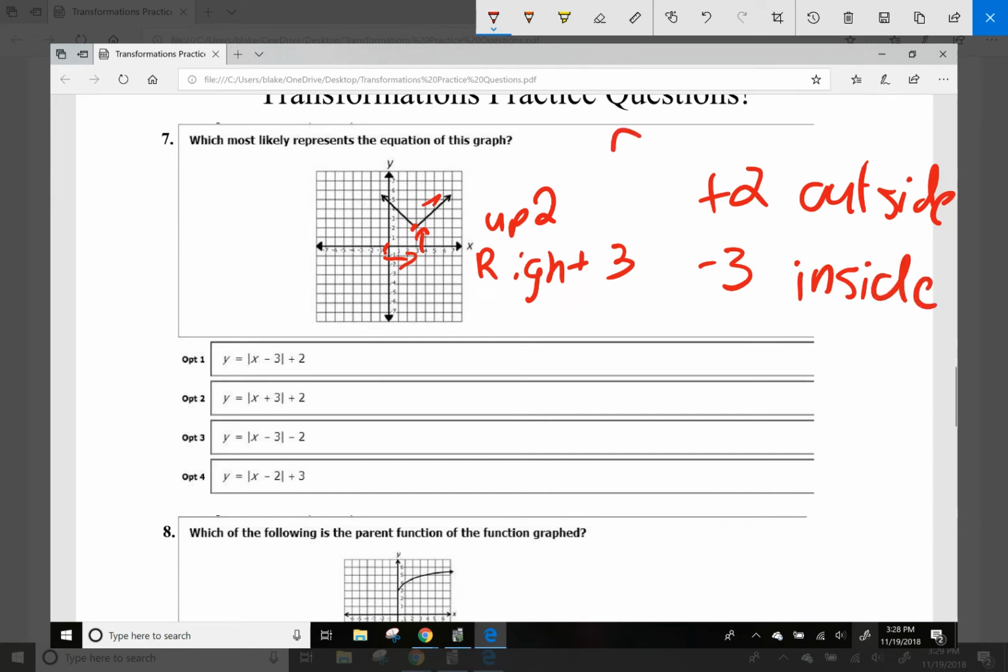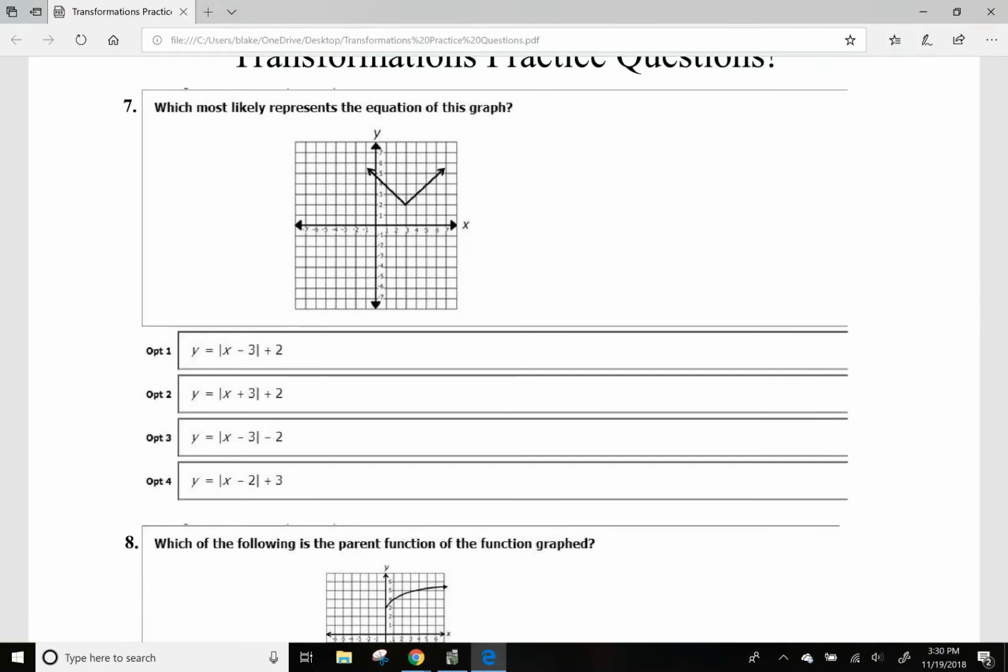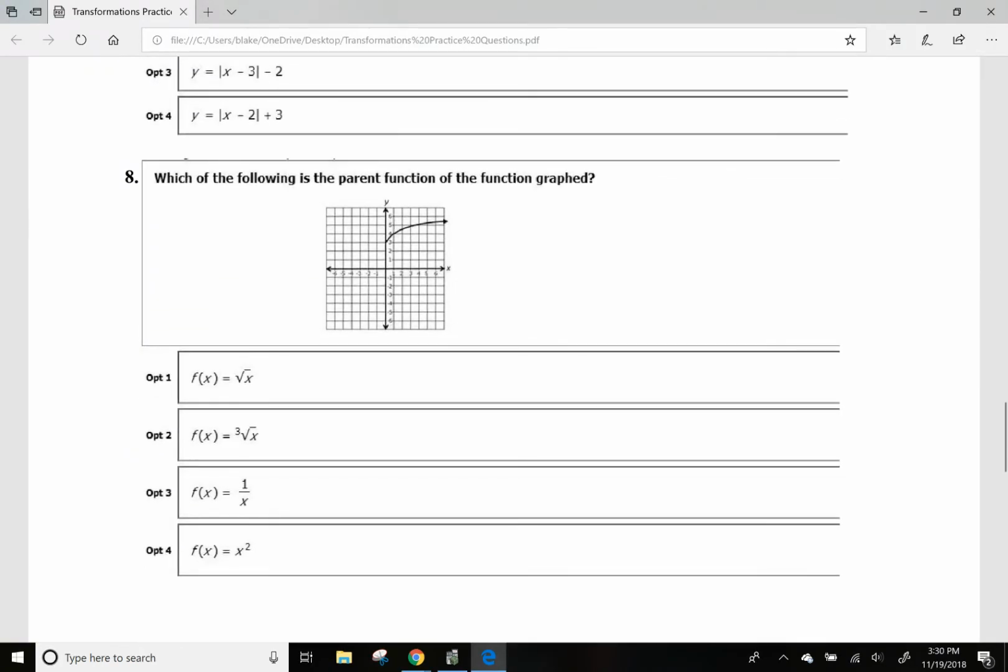That goes back to my f of x plus k. Inside parentheses versus outside. Outside means it's vertical, and up 2 is vertical, so I'm expecting the 2 on the outside. Horizontal is right, so I'm expecting my horizontal shift for the -3 to be on the inside. So I'm choosing the option that has a +2 on the outside and a -3 on the inside, and that is option 1. If that makes any sense.